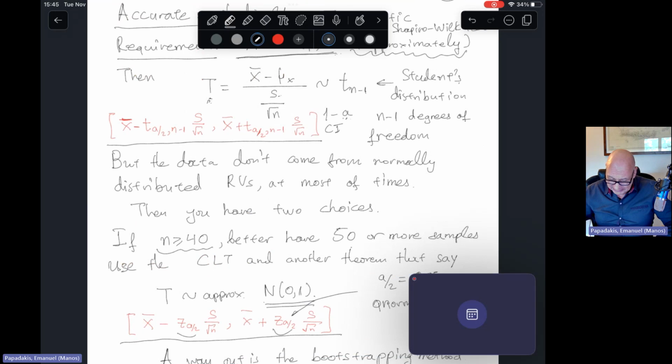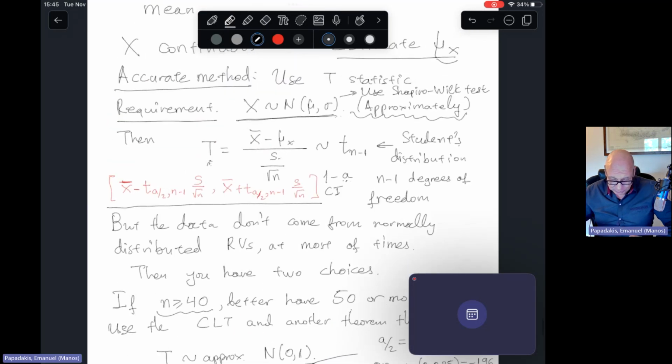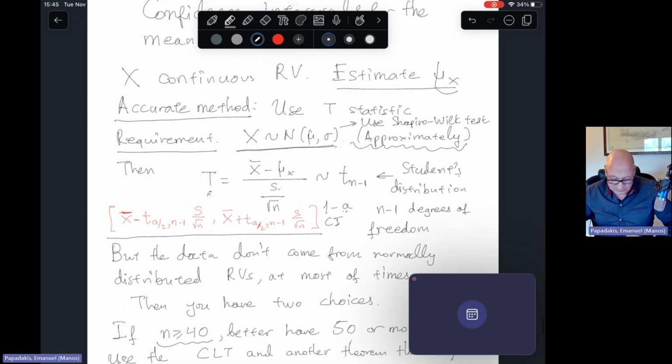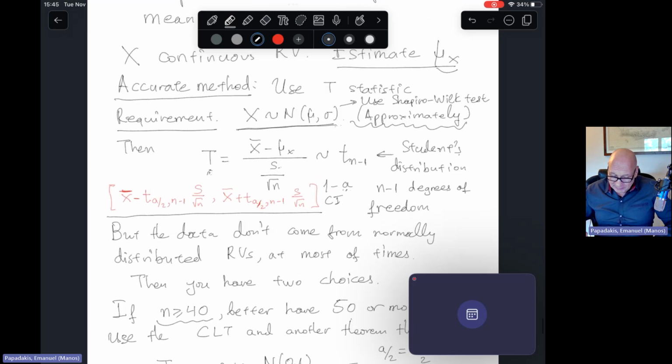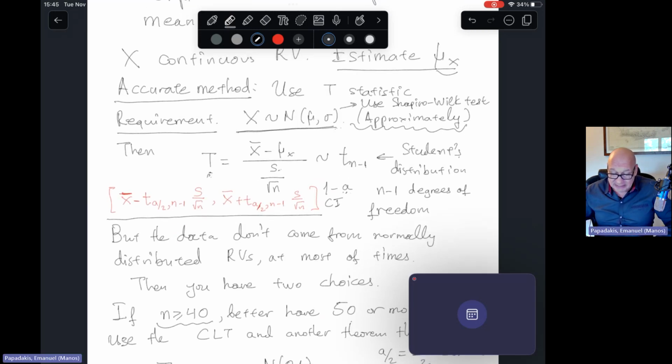So here, let's summarize before we go to R to show you some R commands. If you can verify with a Shapiro-Wilk test, which is the test that can verify that you have normal distribution, I will show you how to use it later, that the data come from a normal distribution, so that means the underlying random variable is normally distributed, then you have one accurate method, and that's the T. Use the T statistic, and this is your confidence interval.